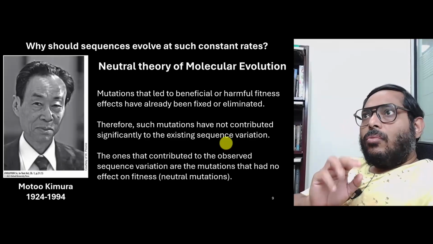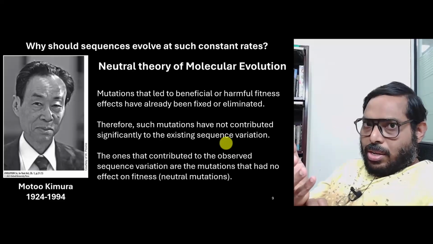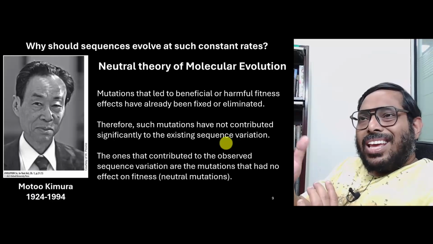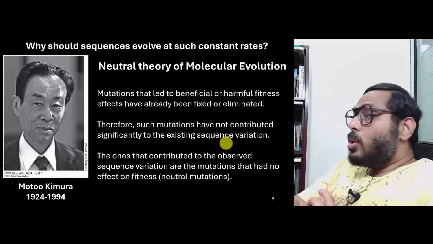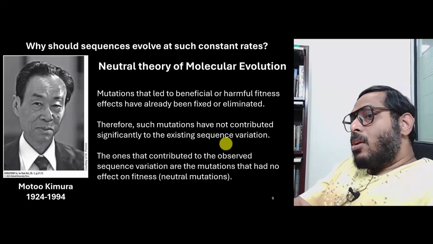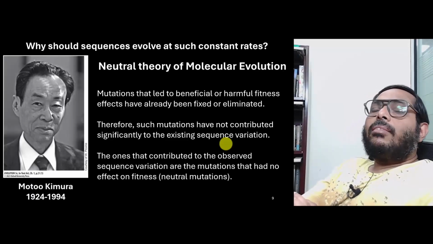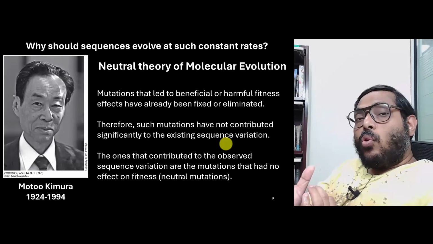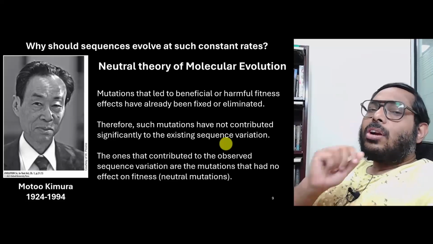Now, we already saw that if there is something which is neutral, there is no selection acting on it, then the primary thing that will lead to the changes in their frequency in the population is going to be random genetic drift, right. So, Motoo Kimura essentially ended up saying that, look, at the level of the molecule, at the level of the sequence, the primary force that is leading to the variation that we see around us, that is actually random genetic drift and not selection.